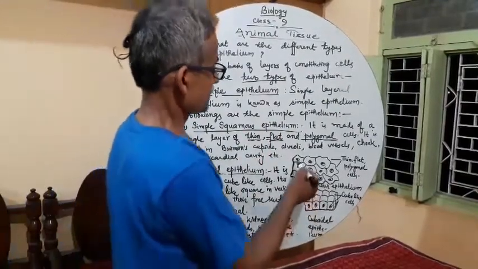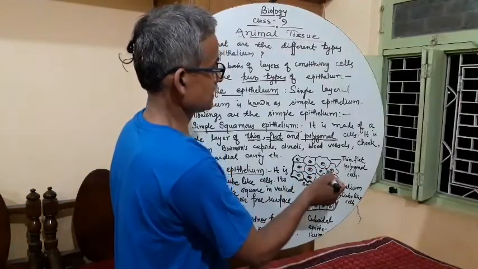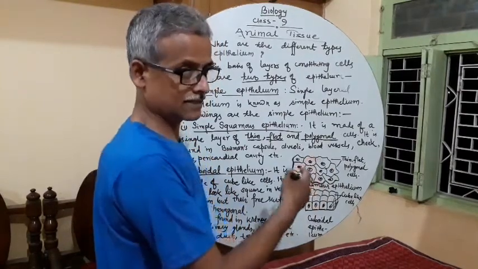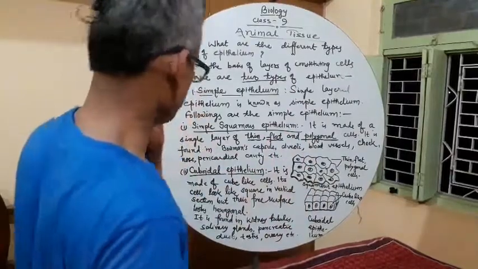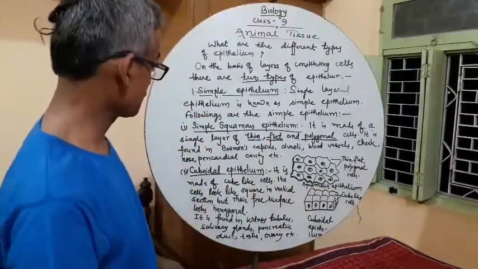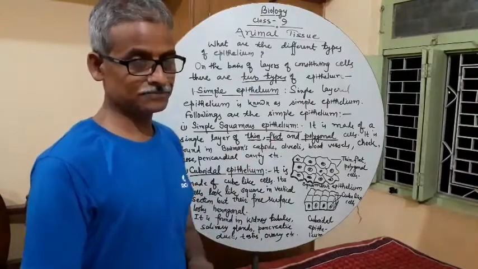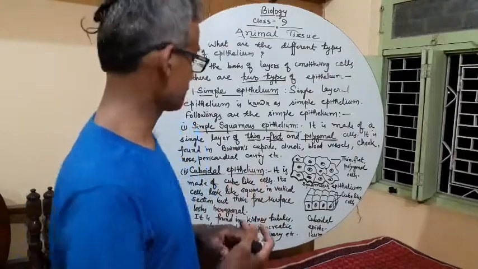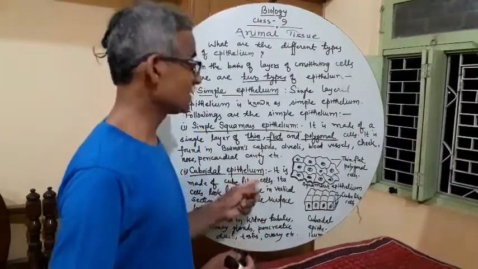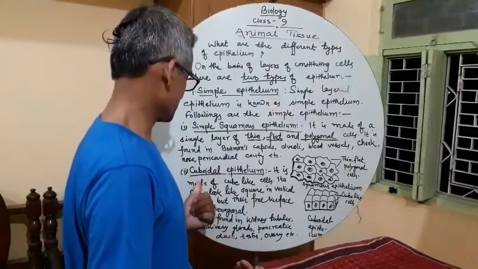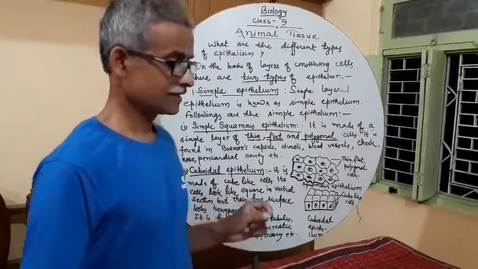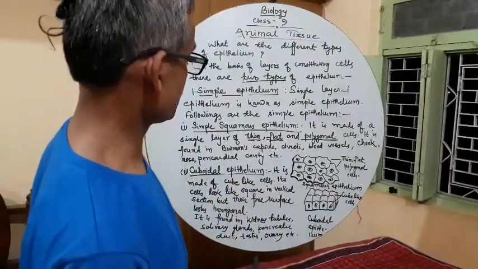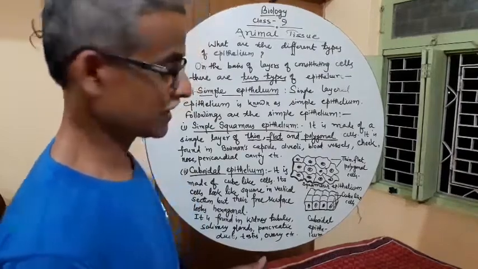You can see these are polygonal cells, which are very thin and flat, and their aggregation makes simple epithelium. Next one is cuboidal epithelium. The name shows the cells are just like cubes. It is made of cube-like cells. Its cells look like square in vertical section, but their free surface looks hexagonal.